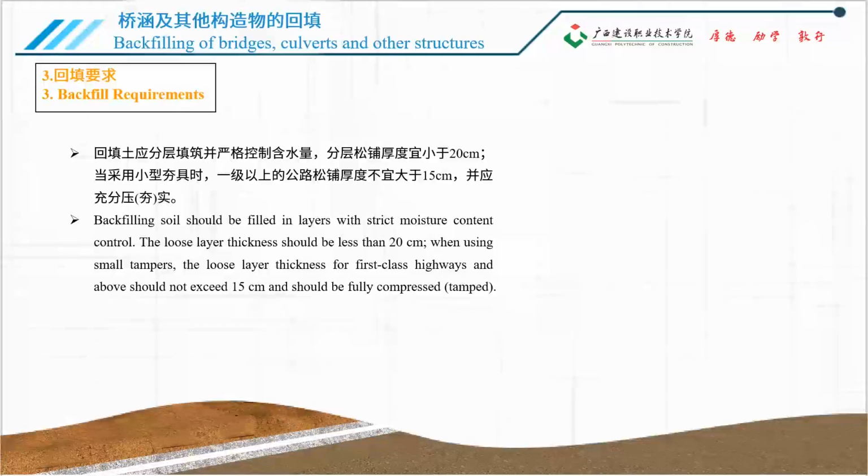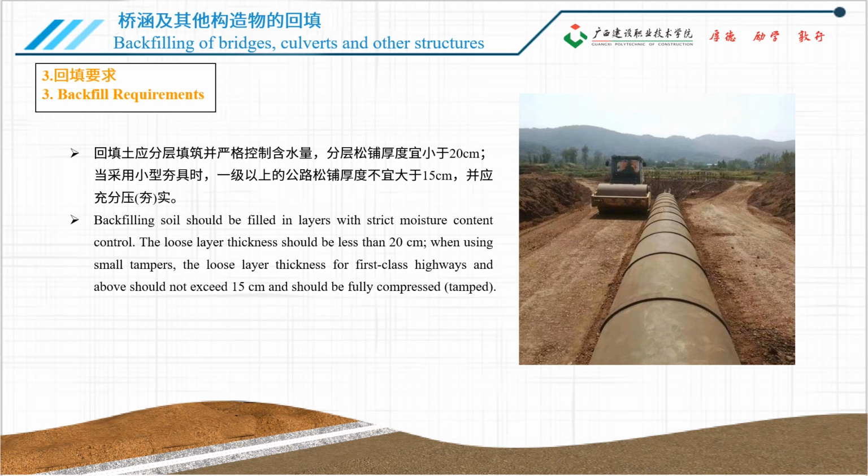3. Backfilling requirements. The backfilling shall be filled in layers, and the moisture content shall be strictly controlled. The loose paving thickness of each layer should be less than 20 centimeters. When small tamping machines are used, the loose paving thickness of highways above grade 1 should not be greater than 15 centimeters, and shall be fully compacted.